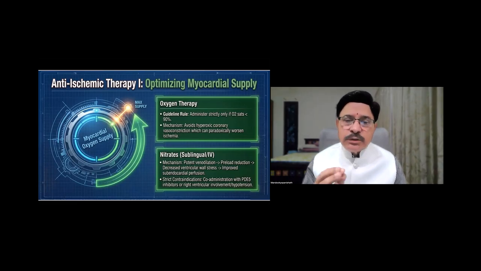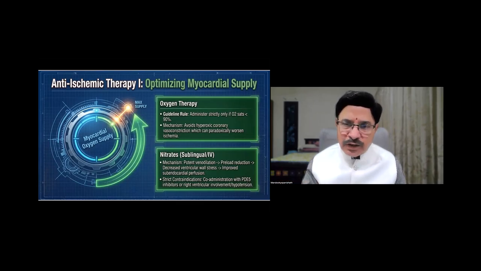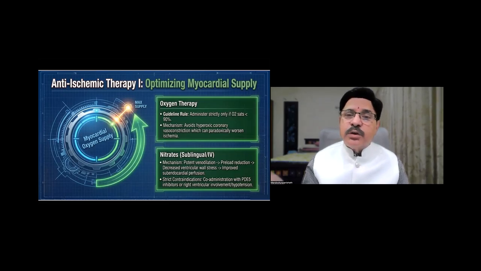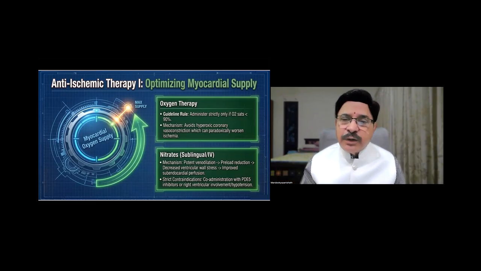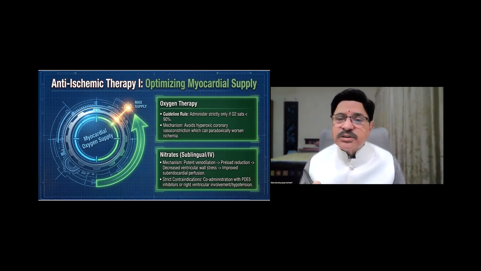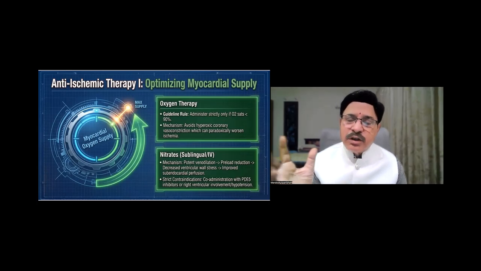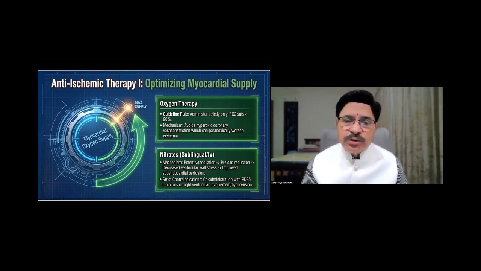How to manage? Oxygen therapy. Does everyone require oxygen? No. Only if the SpO2 is less than 90, you give oxygen. Why restrict? Why not give to everyone? If you give to everyone, there is what is called hyperoxic coronary vasoconstriction, and that paradoxically worsens the ischemia. It is a known phenomenon. If SpO2 is less than 90 only, give mask oxygen or nasal oxygen. No intubation.